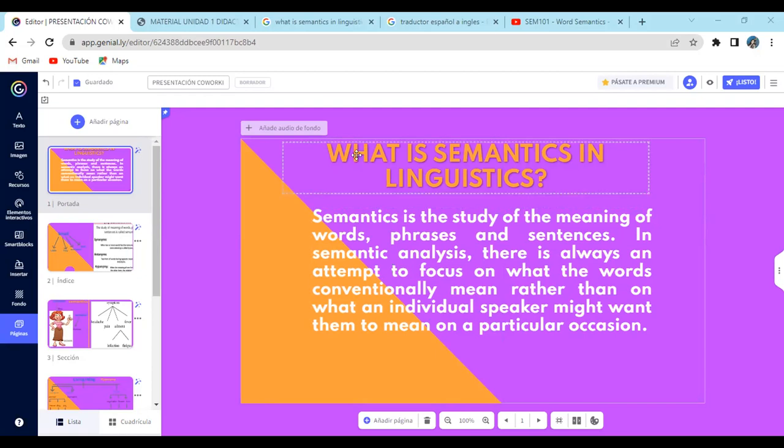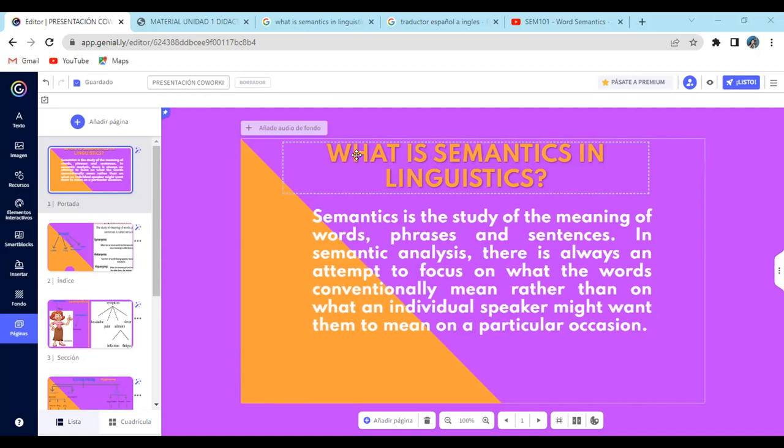What is semantic in English? Semantic is the study of the meaning of words, phrases, and sentences. In semantic analysis, there is always an intent to focus on what the word's conventionality means rather than on what an individual user might want them to mean on a particular occasion. Okay, thank you very much.